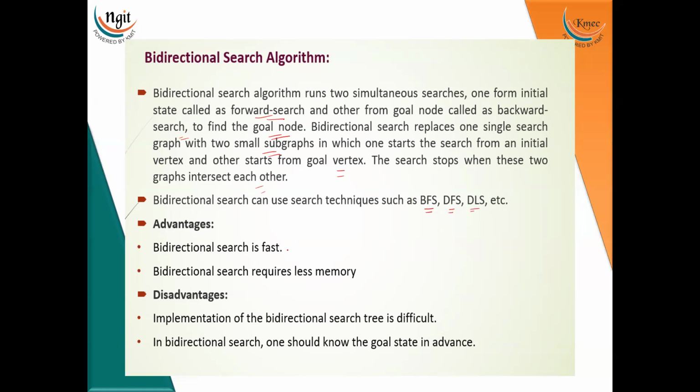Coming to the advantages, it is fast and it requires less memory. But the implementation of bidirectional search is difficult. Why? Because parallelly we have to start from the goal node and the start node. And in bidirectional search, there is one limit: one should know the goal state in advance. Then only we can implement this bidirectional search algorithm.